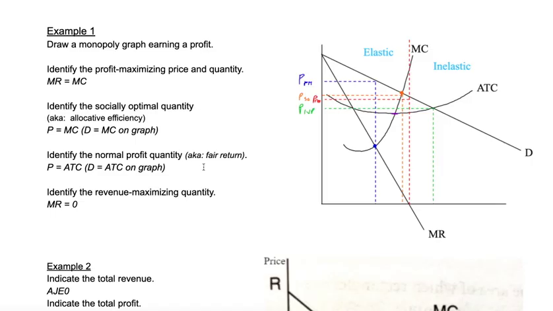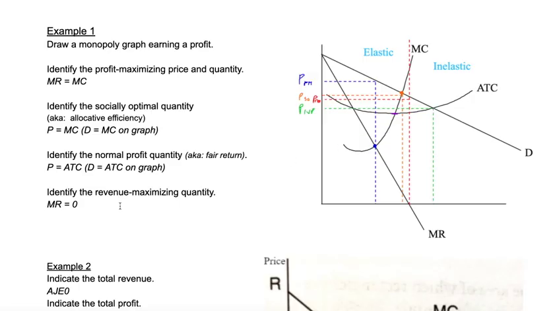The next is the normal profit quantity, also known as a fair return. They will interchange those words. That is where the price is equal to the average total cost. Well, how do you find that? It's where your demand curve intersects your average total cost curve. So you intersect here. Here's your price, which is also your ATC, so you'd be earning zero economic profits.